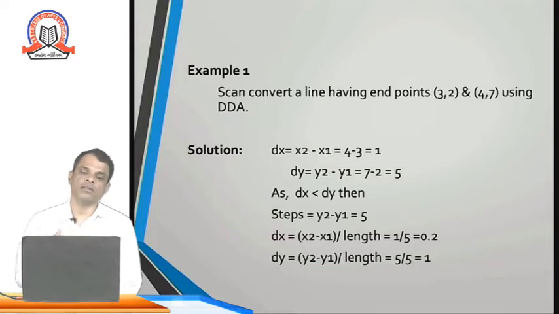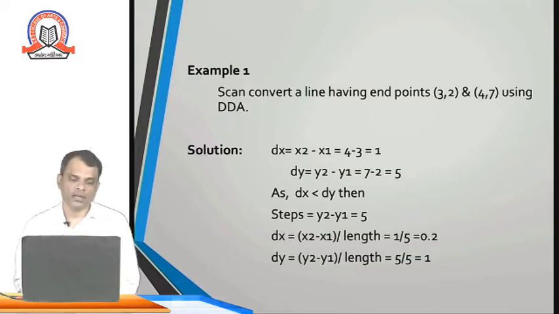How am I getting those incrementing values? The difference, that is dx, I divide by the total number of steps, and that length is actually the steps. I find out which one is bigger. My dy is bigger, so steps are 5. So I divide dx by 5, which is my incrementing factor for the x coordinate, and I divide dy by 5, which is the incrementing factor for the y coordinate.